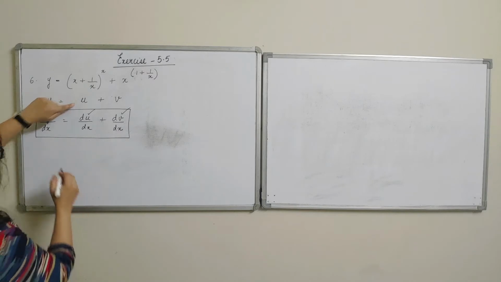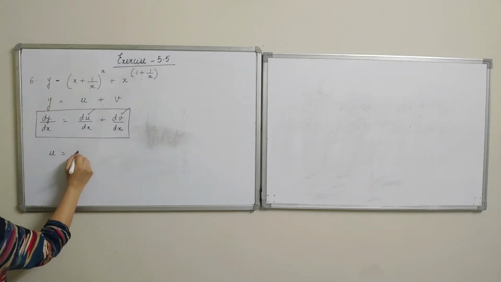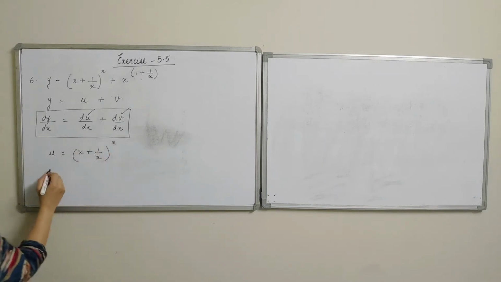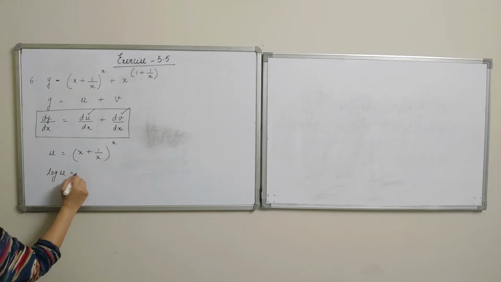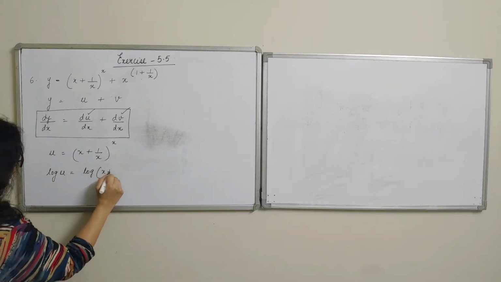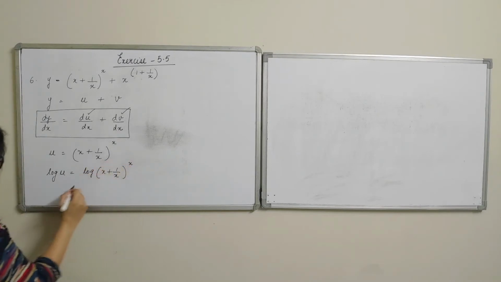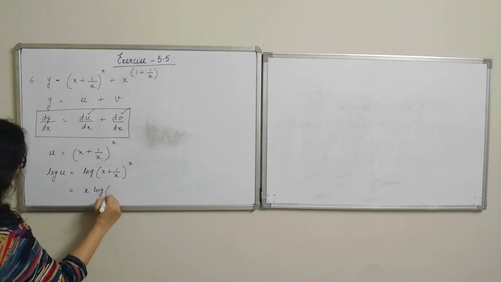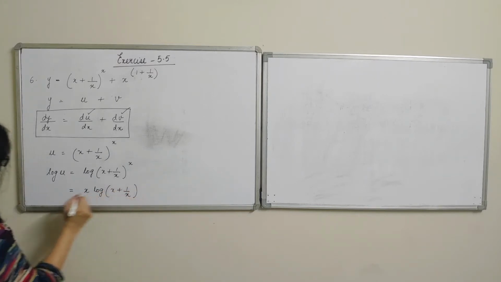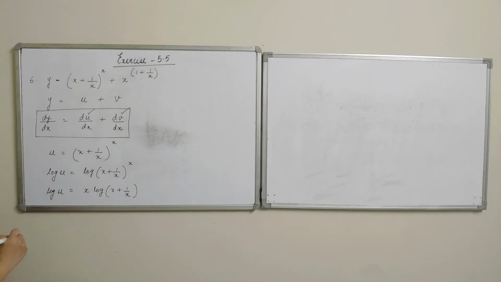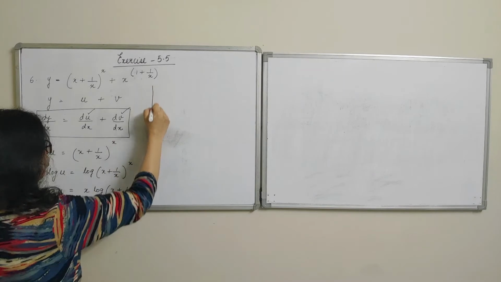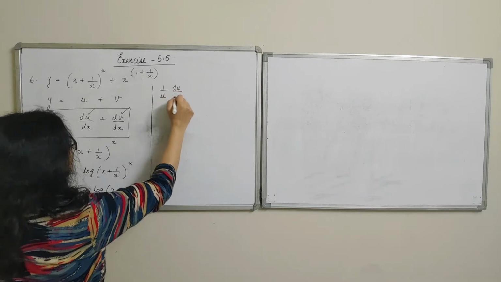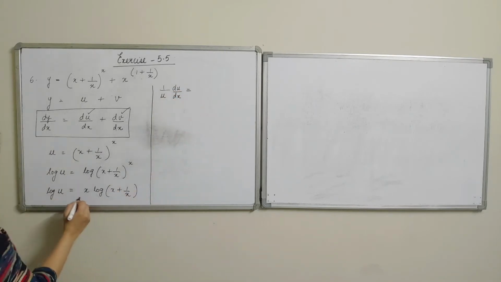So we will start with function u. So u is (x plus 1 upon x) to the power x. So here we take log on both sides, and we get log u is log of (x plus 1 upon x) to the power x. Using properties of log, it becomes x log(x plus 1 upon x), and on the left side we have log u. So we'll differentiate with respect to x.